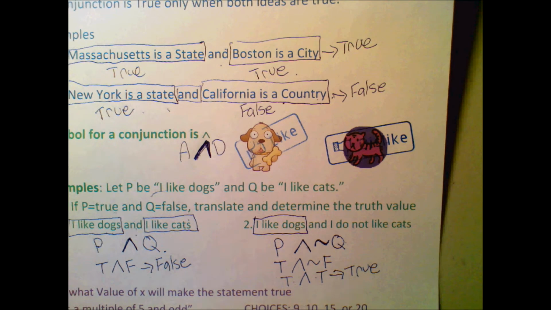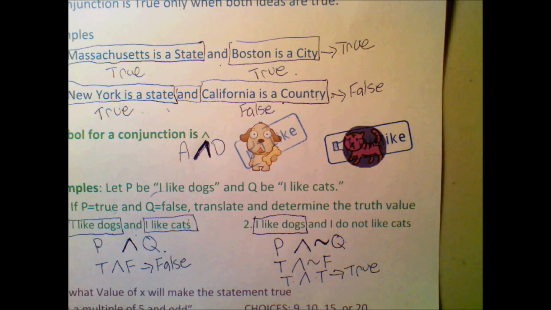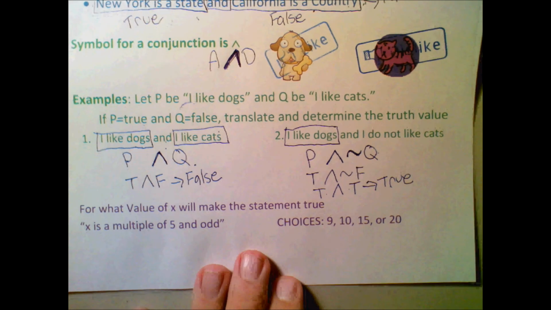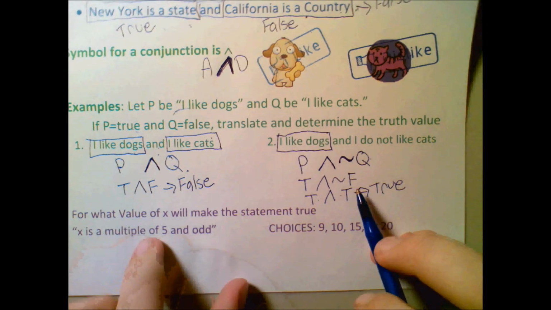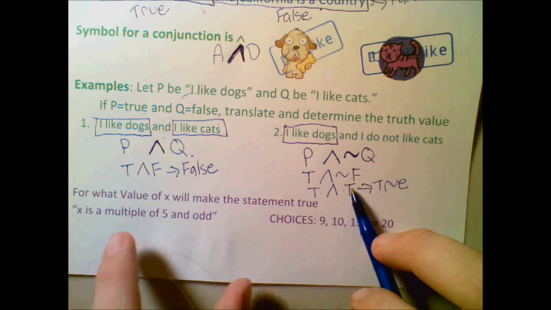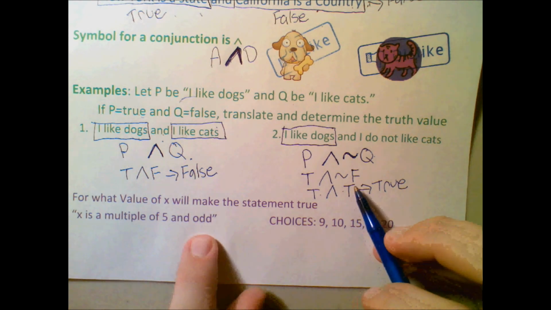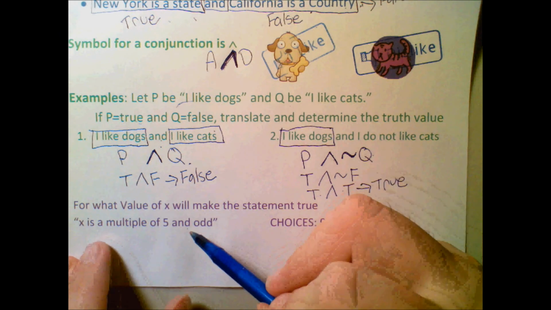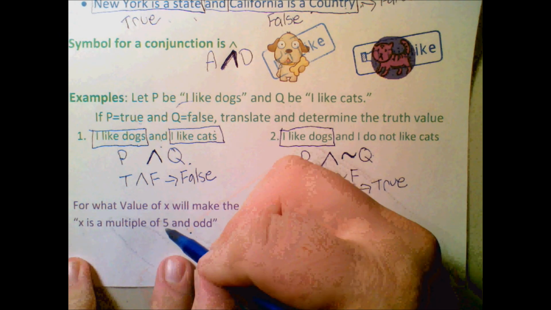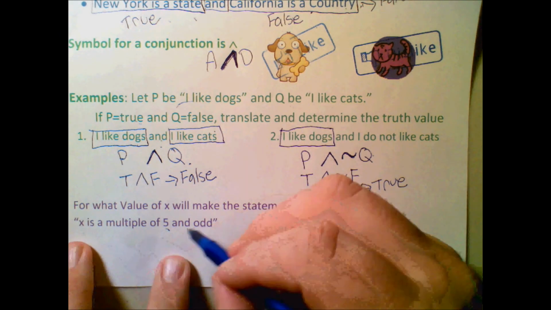Okay? Now, let's take a look at another example, something you will possibly see on the Regents exam. For what value of x will make the statement true? X is a multiple of 5 and odd. Now, in order for this statement to be true, we need x to be a multiple of 5, and also x has to be odd.